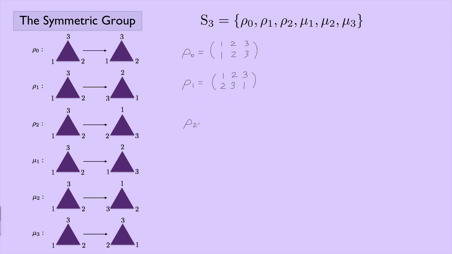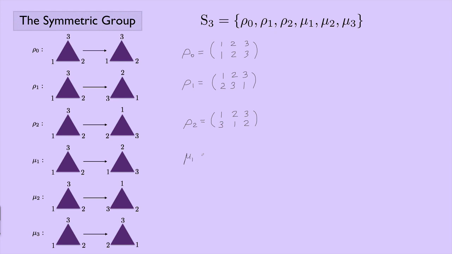Row 2, that's another rotation. So I have 1, 2, and 3. And now I think you can see that 1 went to where 3 was. See, there's the 1 up there. So 1 went to where 3 was, 2 went to where 1 was, and 3 went to where 2 was.